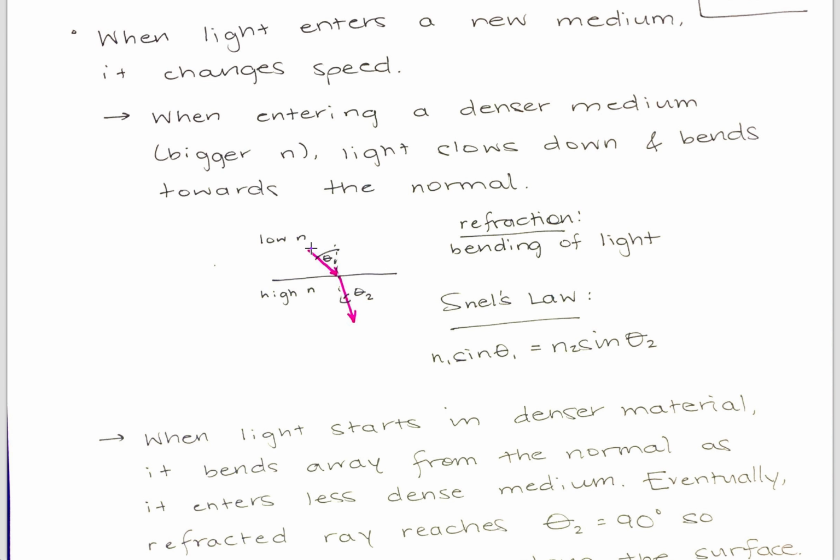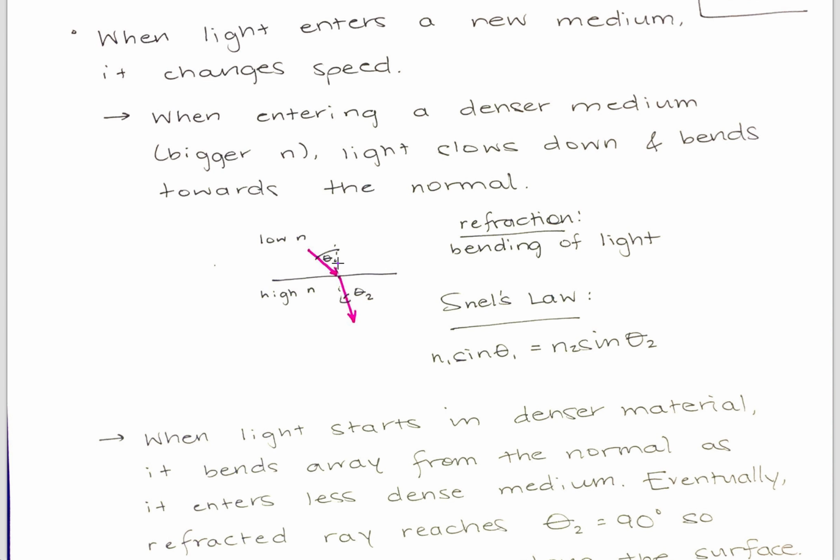So here's the light, right? Let's say that it's traveling from low n, so maybe air or something like that. Air has an n value of 1. To a higher n value, such as water or something like that. So here's this laser. Notice that all of the angles that I'm measuring are measured from the normal.